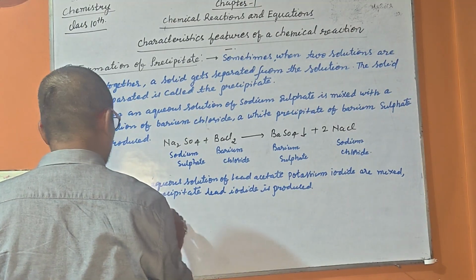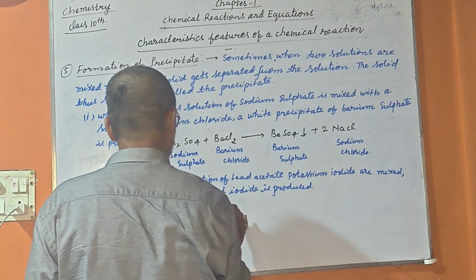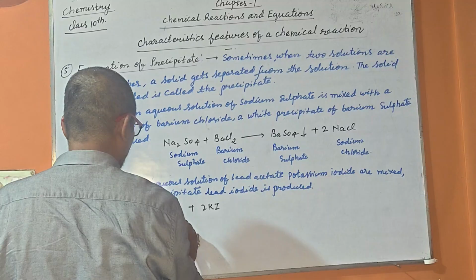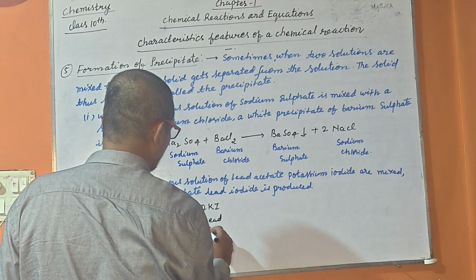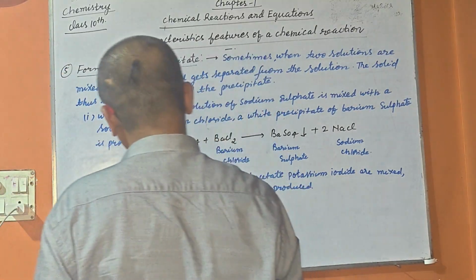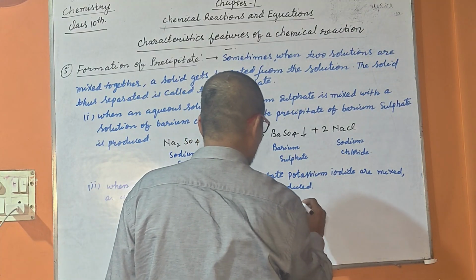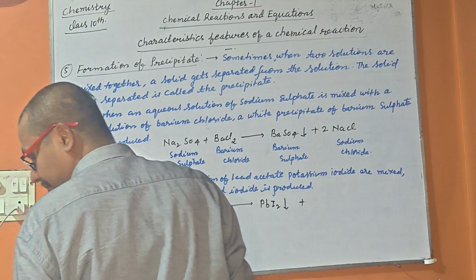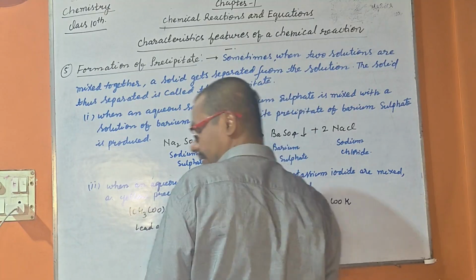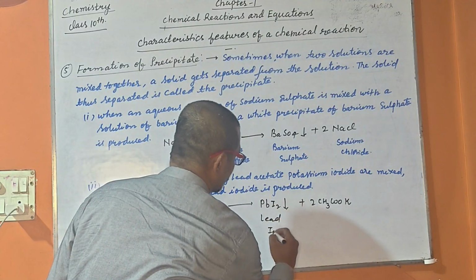So what we are going to mix is an aqueous solution of (CH3COO)2Pb, lead acetate, plus 2KI, potassium iodide. It gives you the yellow precipitate of lead iodide, PbI2, plus potassium acetate.